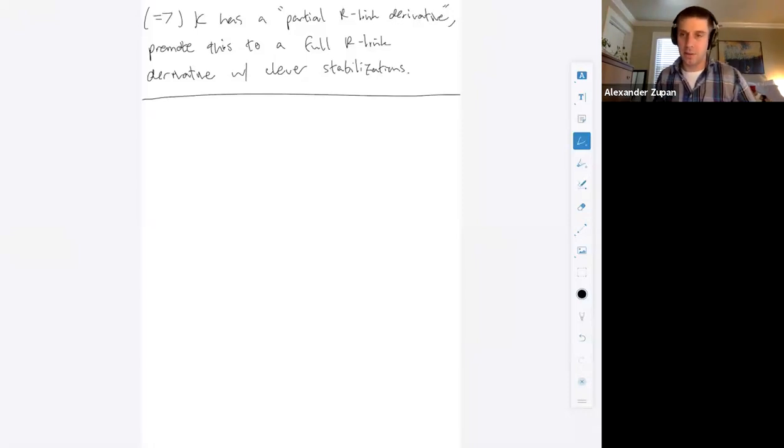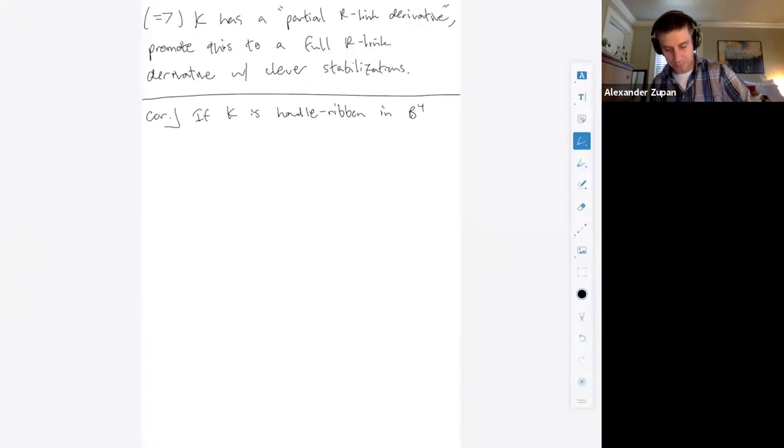Oh, maybe I want to say the following, looking at my notes here. So as a corollary, we prove that if K is handle ribbon in B4, then it has an R-link derivative in B4. The R-links are slice, and so then K satisfies the stable Kauffman conjecture.